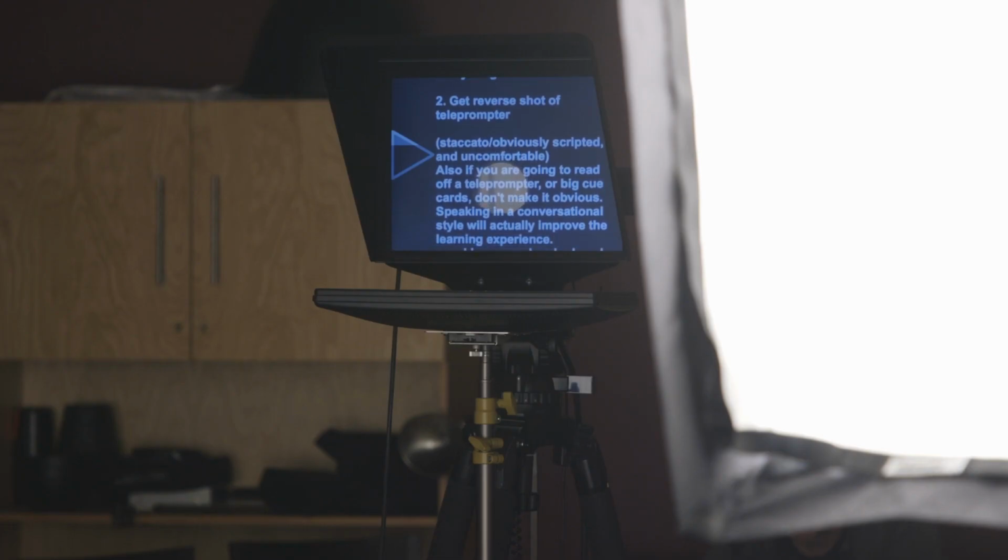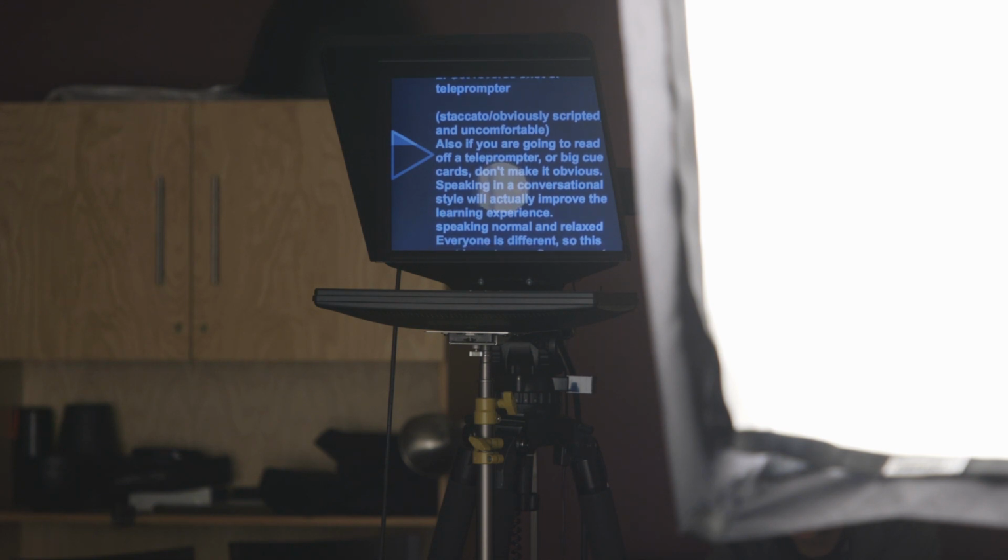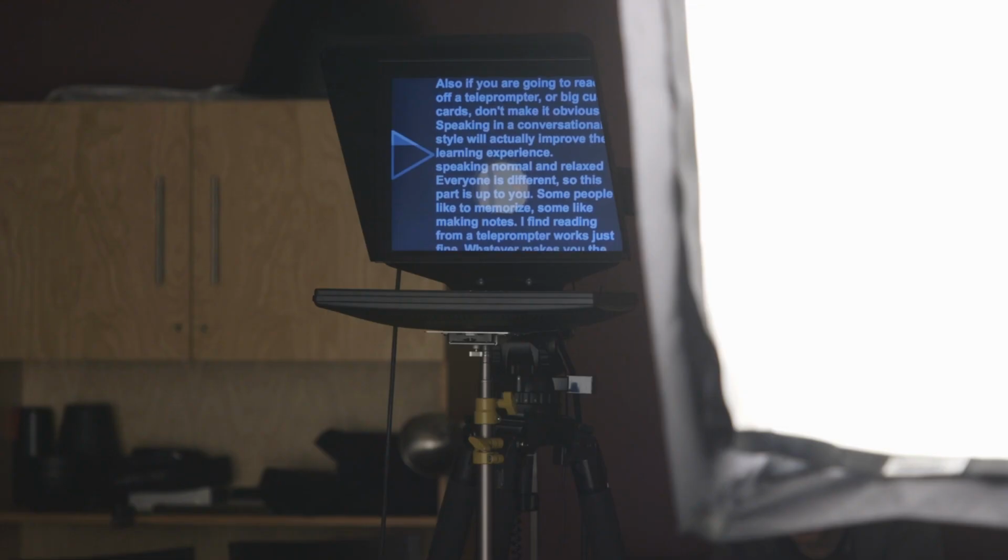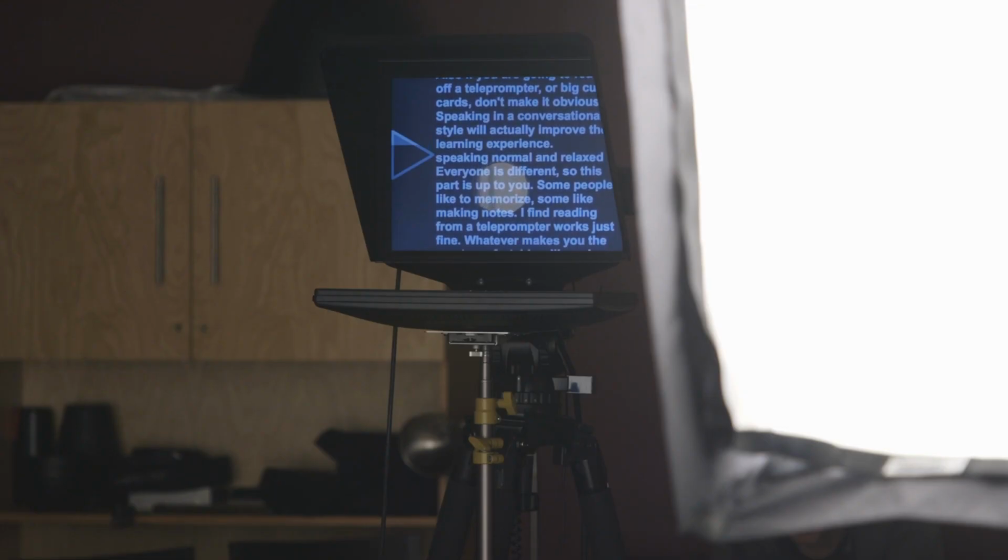Research shows that fast talking actually improves MOOC engagement. But don't try to talk really, really fast. Instead, be interested and excited about what you're talking about, and this will help you with your talking pace. This is also why having your friends there is important. Also, if you are going to read off a teleprompter or big cue cards, don't make it obvious. Speaking in a conversational style will actually improve the learning experience.